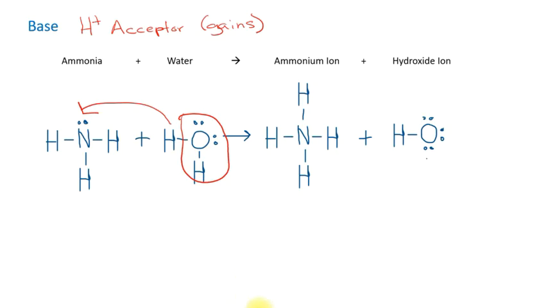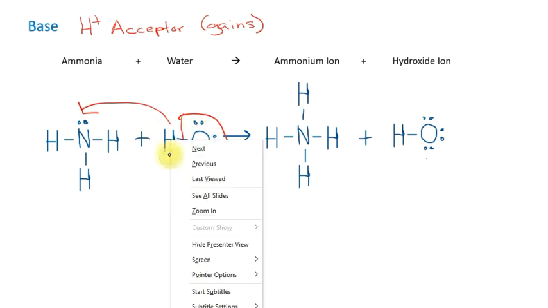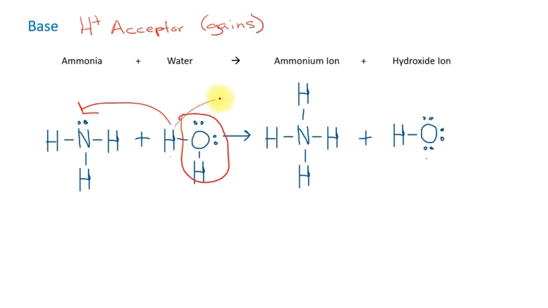Because remember, the definition of a base said that a compound releases hydroxide when dissolved in water, and that's what this HO is. It is hydroxide. And you can see that the extra H that we had ends up over here in this ammonium ion. And then we are left with this. This is what is released, and that actually shows up in the product, hydroxide.